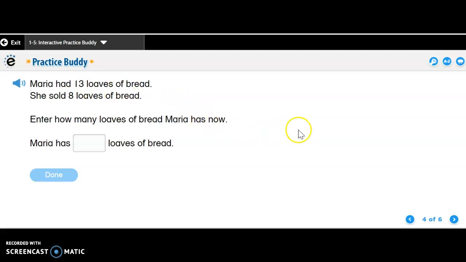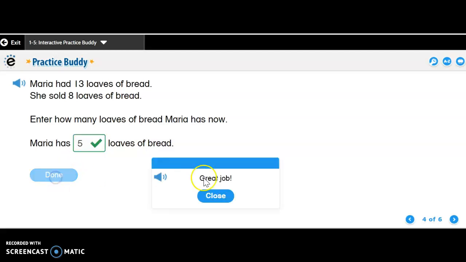So now you can use a number line if you want to draw out a number line, or you can count up or count back, whichever is easiest for you. So what I'm going to do, I'm going to start at 13 and I'm going to count back. 12, 11, 10, 9, 8, 7, 6, 5. 5 is what I had. I had to do 5 jumps back. See if we are right. Good job.